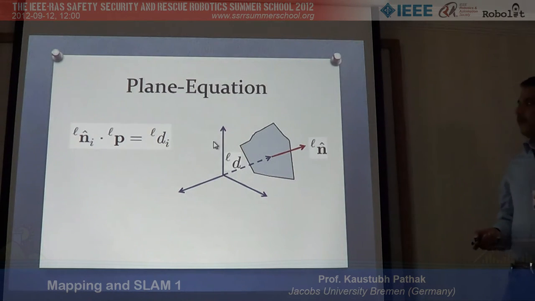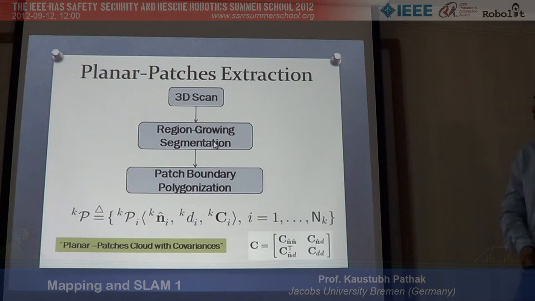So I'm just going to give you an overview of the equations, not the details. The plane equation is just n dot p is equal to d, where p is a point on a plane, n is the local normal or the normal of the plane, and d is the distance from the origin along the normal. So this equation is well known. What we do is we take a 3D scan, we do a segmentation which is similar to what Claude was showing in the morning, and then we do a polygonization. At the end of it, for each scan k, we have a set of planes which consists of the normal, the d, the polygon boundary, and the covariance matrix of the normal and d. This is a 4x4 matrix.